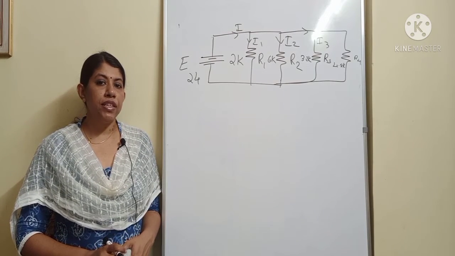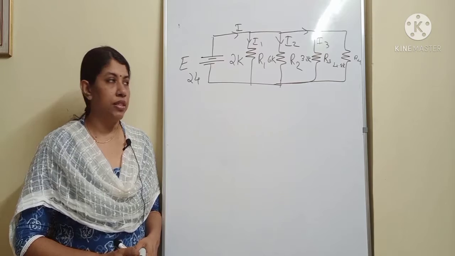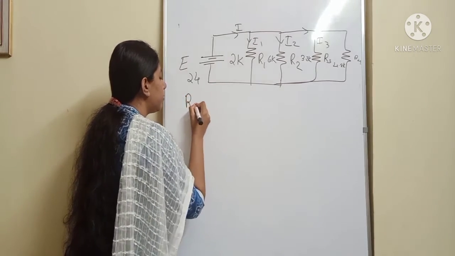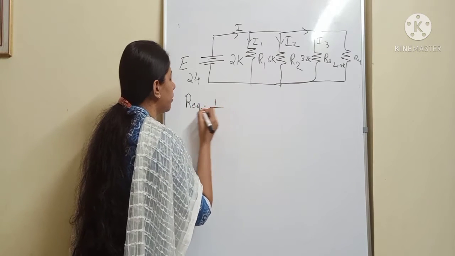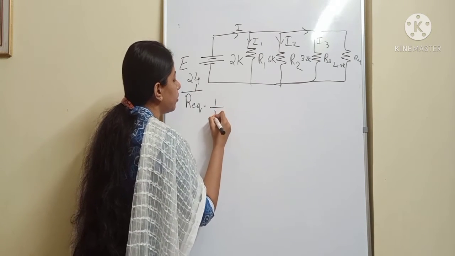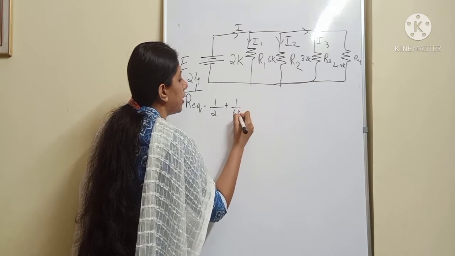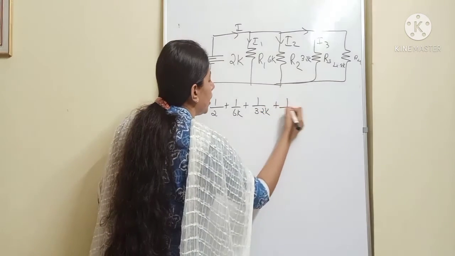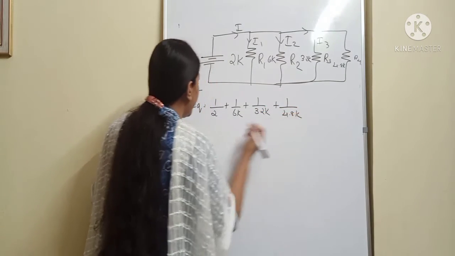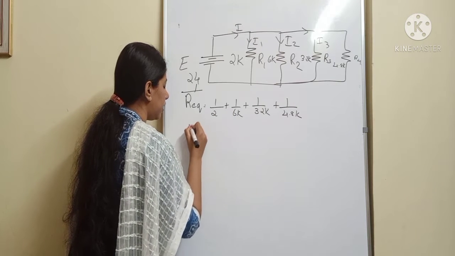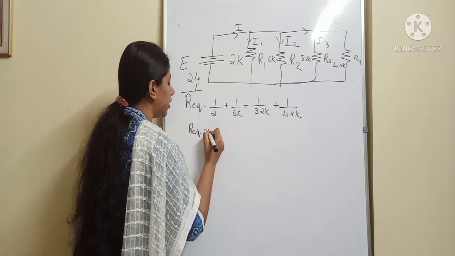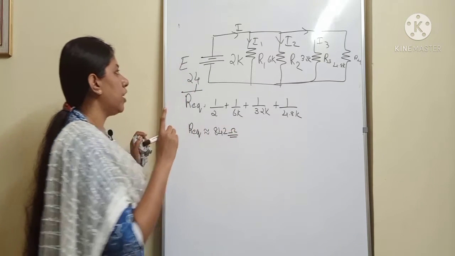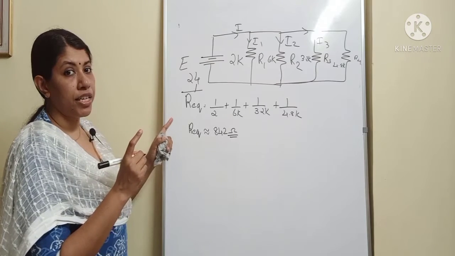Now in this problem we will see how we will solve this using the current divider method. Okay, so we know that to find this, first of all we have to find the equivalent resistance. So 1 by R equivalent will be equal to 1 by 2K plus 1 by 6K plus 1 by 3.2K plus 1 by 4.8K. If you calculate this in the calculator, you will get the value of the equivalent resistance as approximately 842 ohm, right?